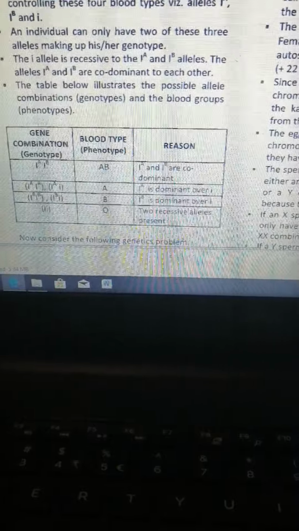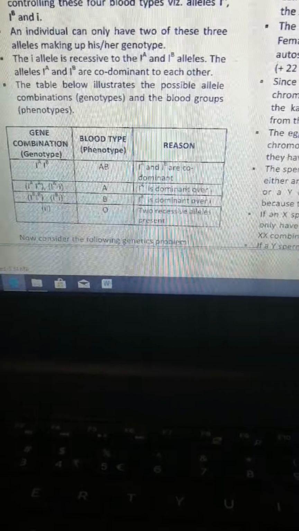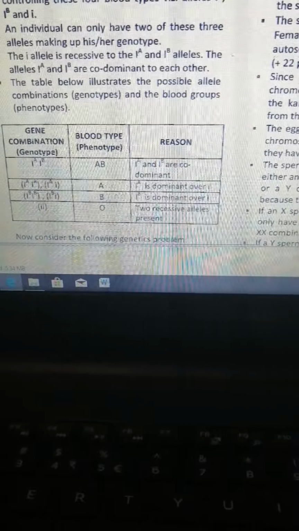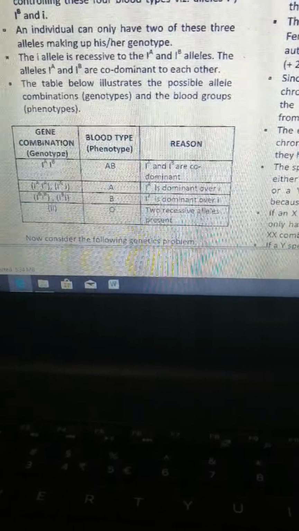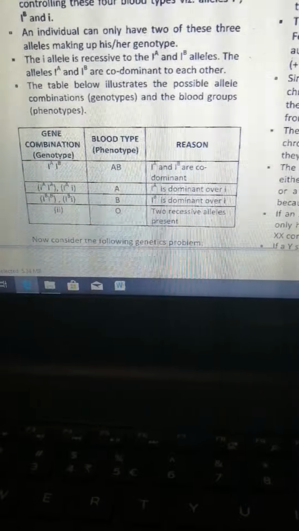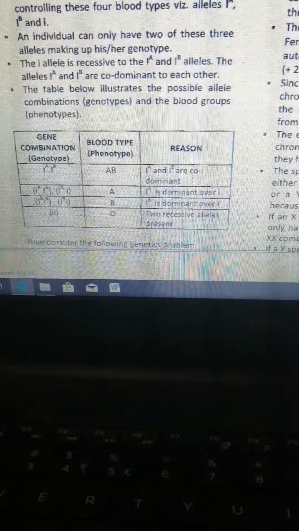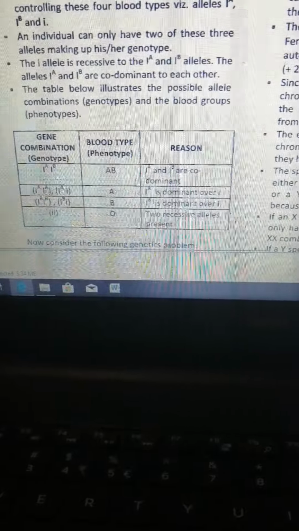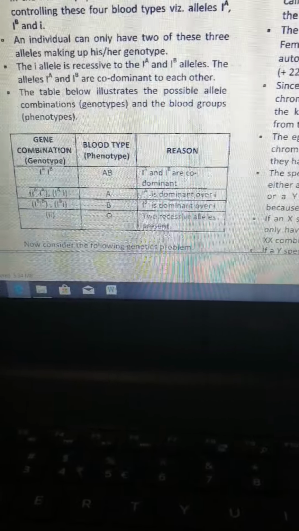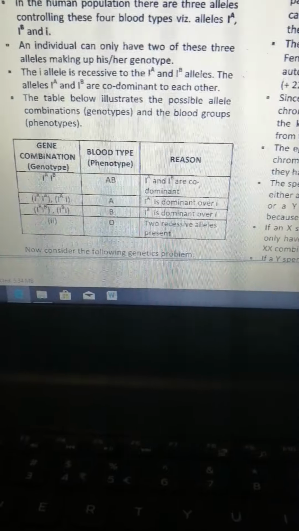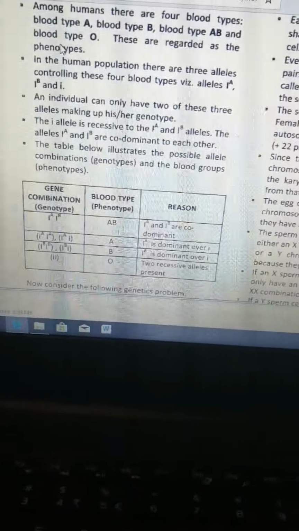They are recessive, meaning that a person with blood type O will contain the alleles, or the genes, that are recessive. And to show that these genes are recessive, we will use what? The small letters i. Two small letters i to show that the person with blood type O has the recessive genes, or they are recessive. That's all about blood type.